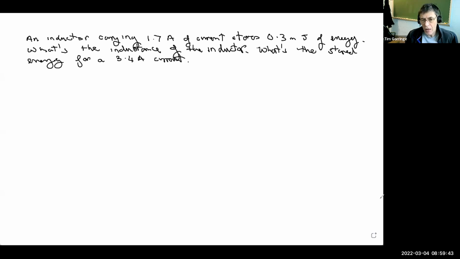So both capacitors and inductors store energy. In the case of capacitors, they store it in the electrical field in the capacitor. In the case of the inductor, they store it in the magnetic field in the inductor.